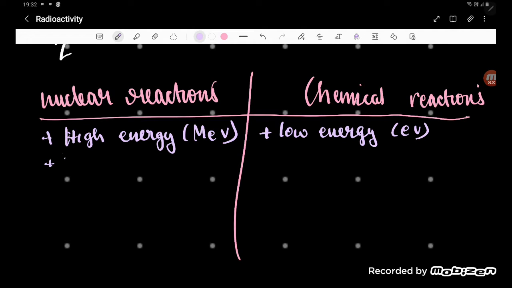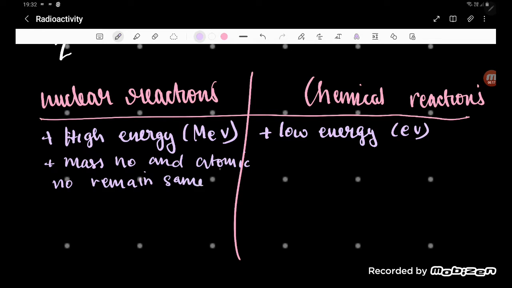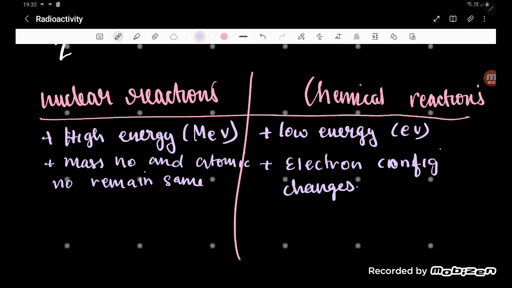Here the mass number and atomic number remain the same after the reaction. The electron configuration changes here. There are 2 points.